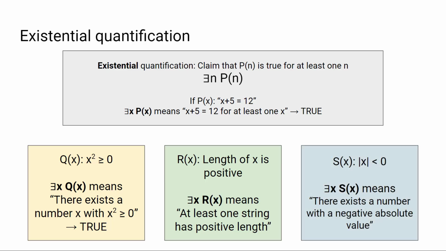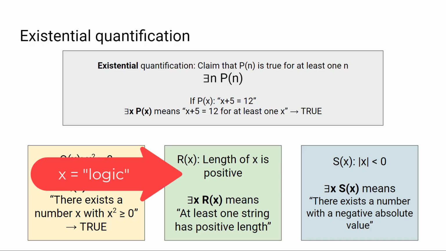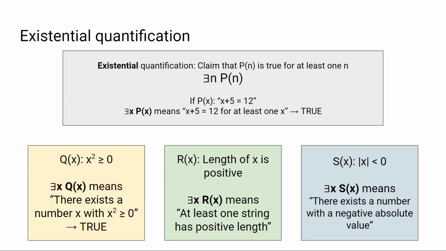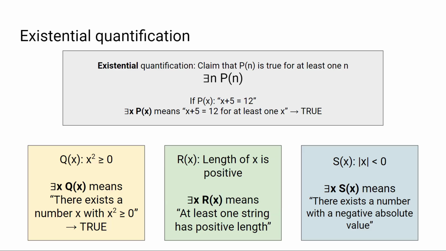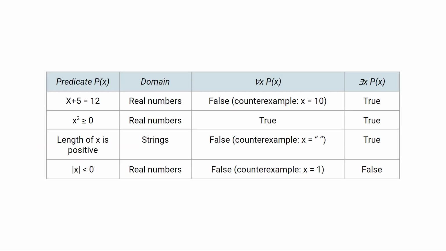There does exist an x such that R of x is true this time, because it is true that there exists at least one string that has a positive length. For example, the word "logic" has a positive length. But the statement "there exists x such that S of x" is false, because there does not exist even one real number whose absolute value is negative. Here's a table that summarizes what we found in these examples.